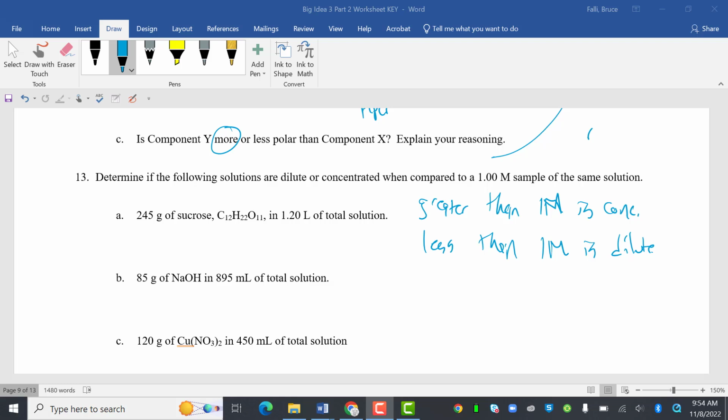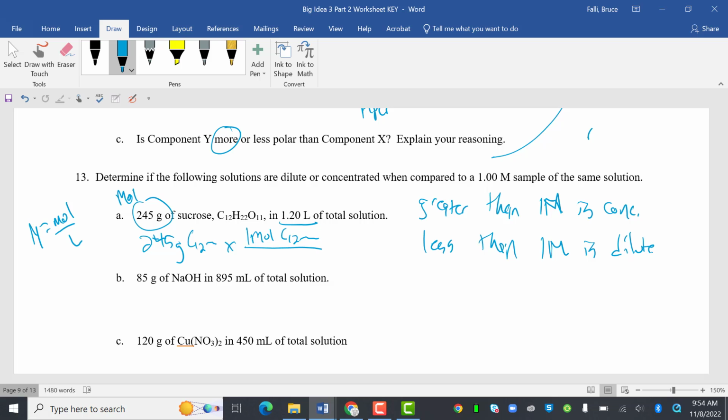So I've got 245 grams of sucrose, C12H22O11, and 1.20 liters of solution. I'm going to change this into moles and that into liters, and my goal is to do molarity as moles over liters. So I'll start with 245 grams of sucrose times 1 mole of C12H22O11 over, go to the periodic table.